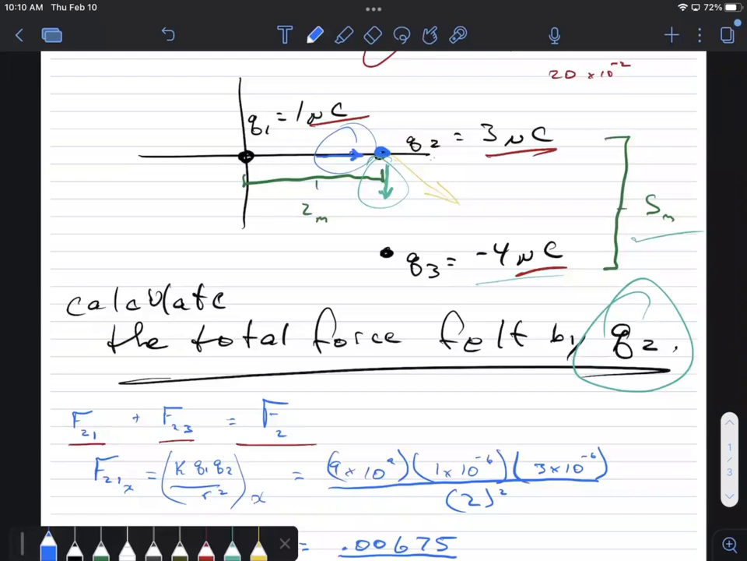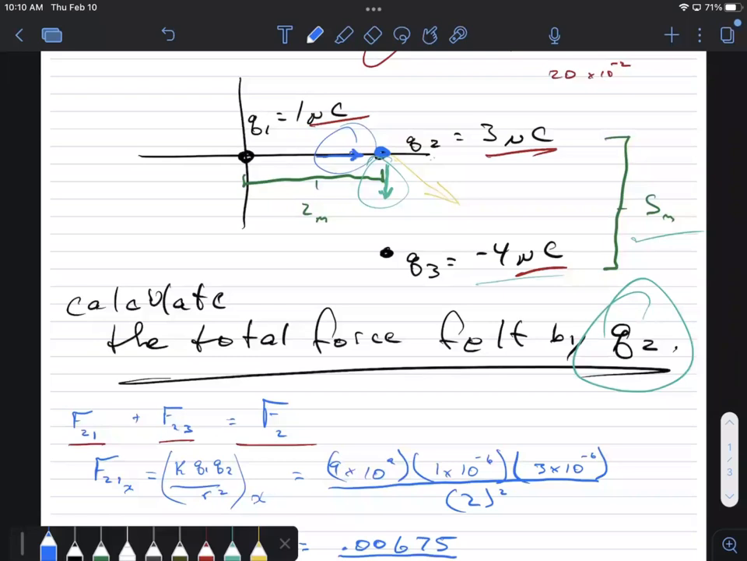So here I looked, charge 1 and 2, forgetting about 3, just looking at 1 and 2. They're both positive, which means they're like charges. Like charges repel. So that means charge 1 will push 2 away. And in this case, that means he's being pushed to the right. So that's my blue arrow.